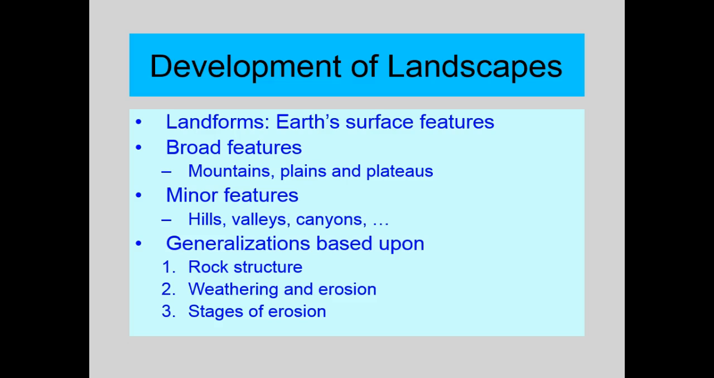Then there's more minor features, and I would put ridges in here too. That's what you're on in both cases, ridges. Hills, valleys, canyons, those kind of things. They're smaller in area, okay? Now, how are they developed? Well, generally determined by three features. Number one is the rock structure, okay?